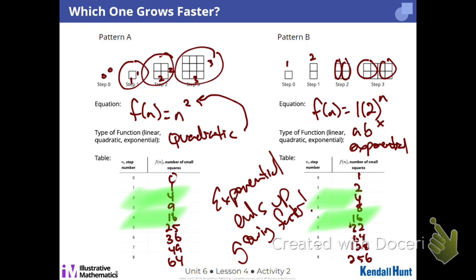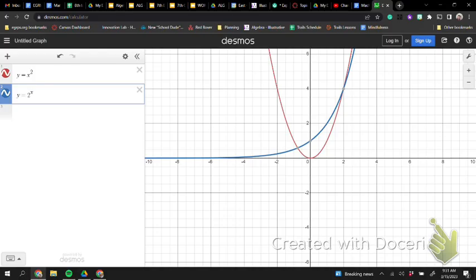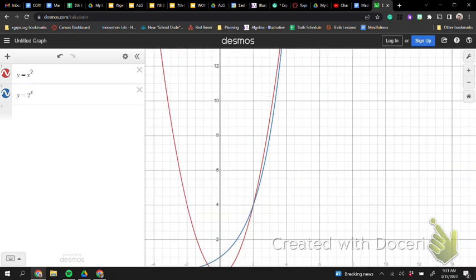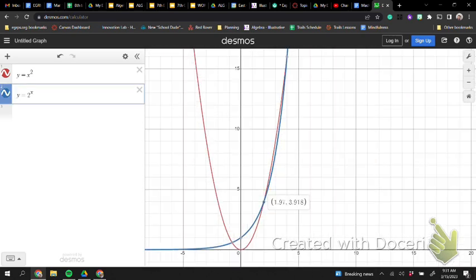I'm going to go back to my computer because I want to show you these two functions on Desmos so we can compare them. So here are the two functions we were just looking at. Remember, where did I say they were the same at? 2, 4 right there. And 4, 16 right there. Look at your table, Bob. 2, 4, and 4, 16 match up.